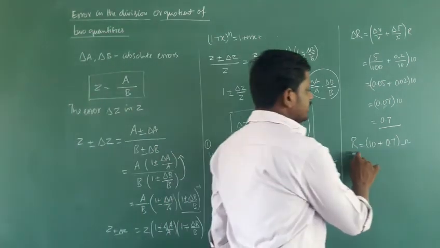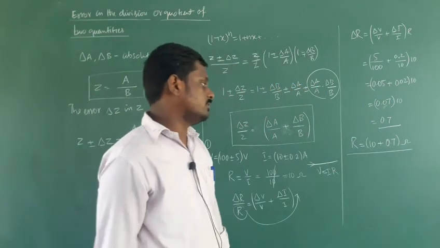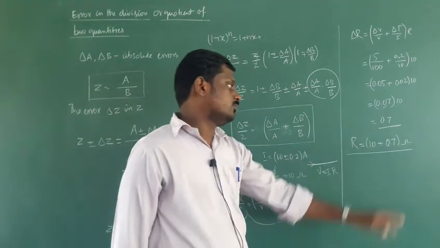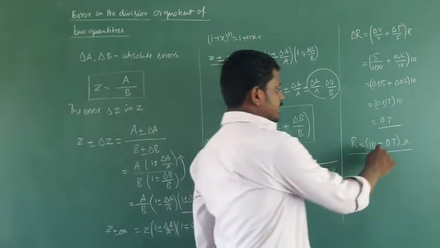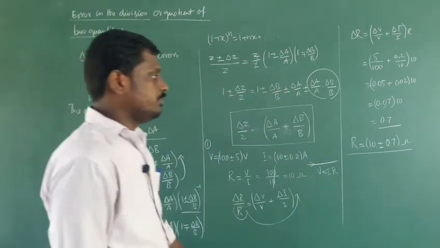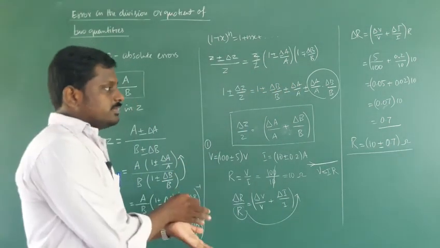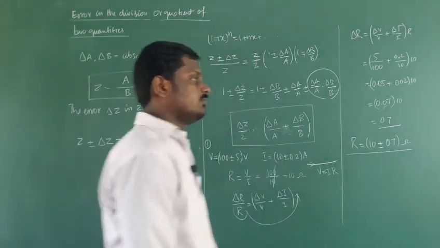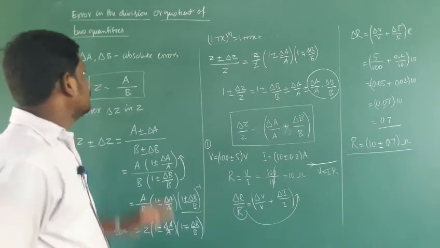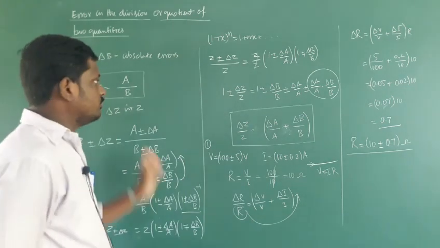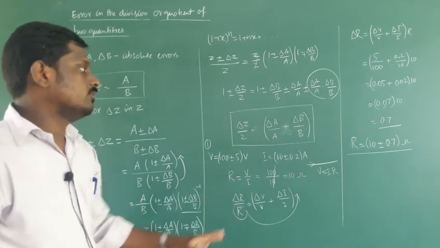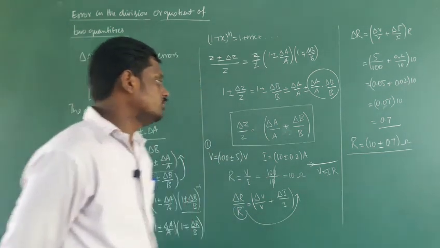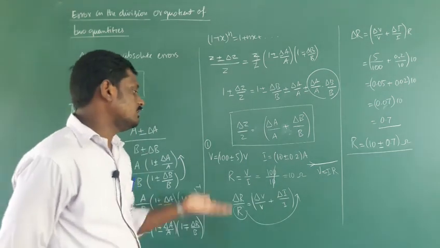So the final result for the resistance of the given wire: we found the resistance is 10 ohm and the error is 0.7 ohm. So R is 10 plus or minus 0.7 ohm, that is, the required result is 9.3 or 10.7 ohm. So in this class we have discussed the error in the division of two quantities. We derived one formula for solving problems, and we did one problem to find the resistance of a given wire using Ohm's law.